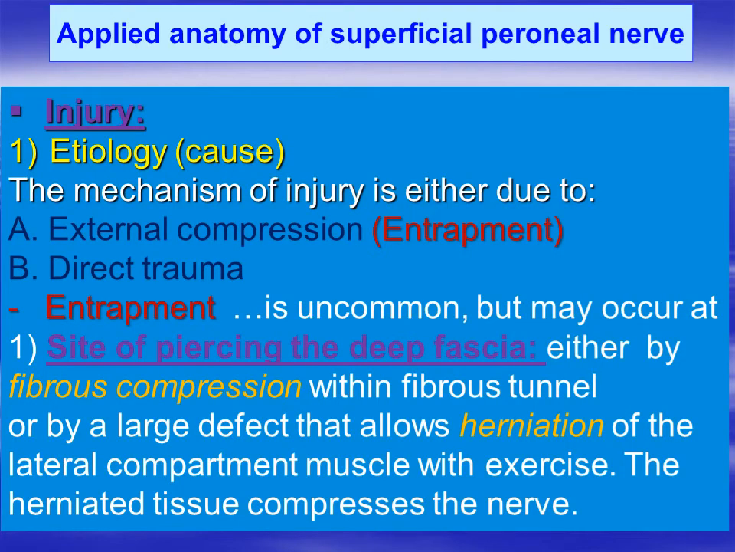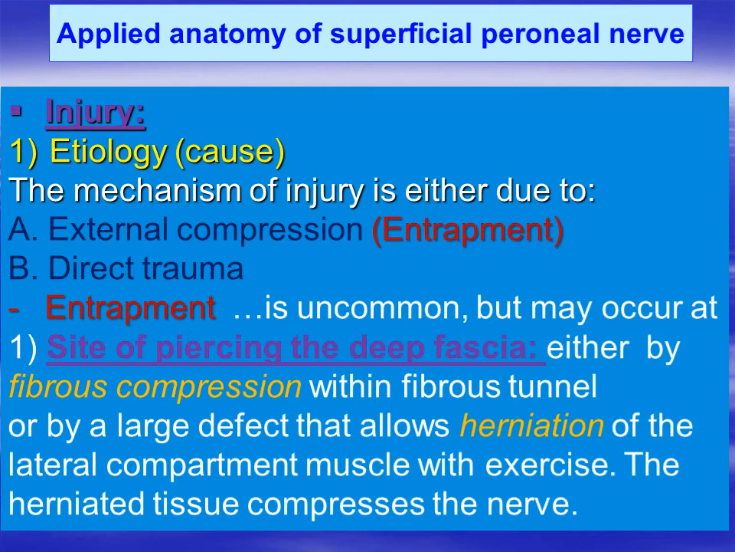Applied anatomy of the superficial peroneal nerve, or nerve injury. For any nerve injury, I have to know three items. Number one, etiology or cause of injury. Number two, effect of injury, motor and sensory. Number three, the deformity resulting from this injury.